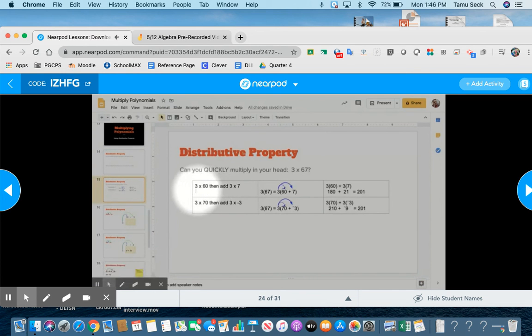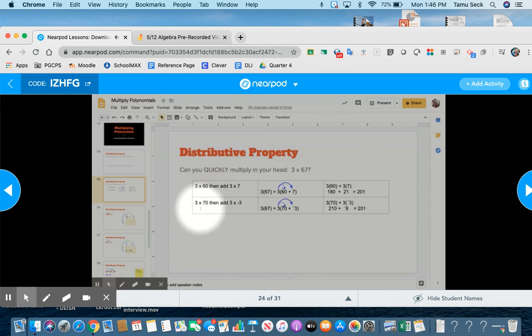All right, the first way we could do it, we could do 3 times 60 and then add 3 times 7. So it's 3 times the 60 and add 3 times the 7. So if we do 3 times 60, we get 180, and 3 times 7, we get 21. Add those together, we get 201.